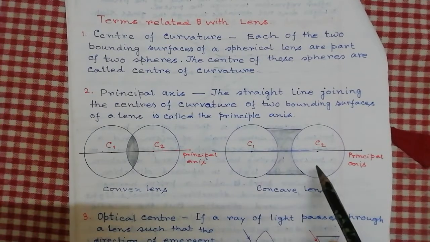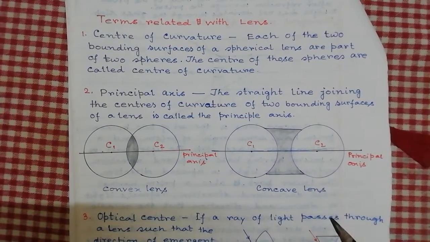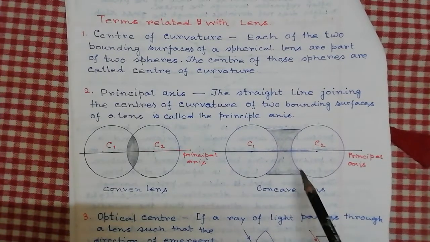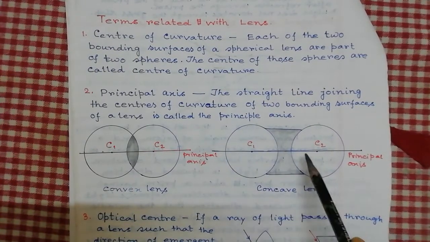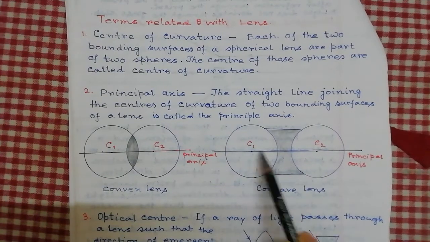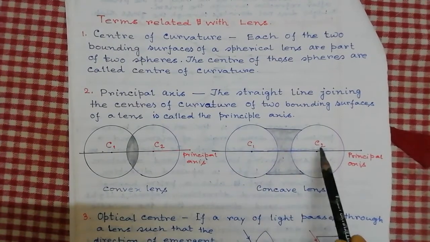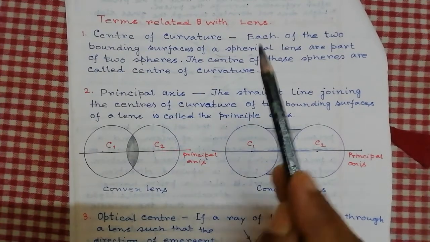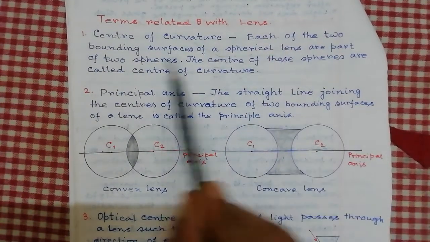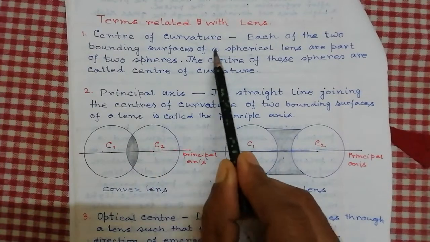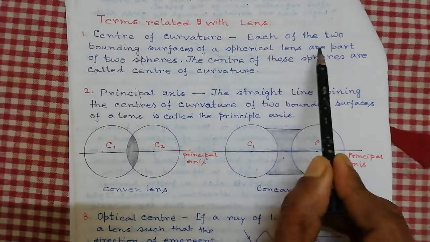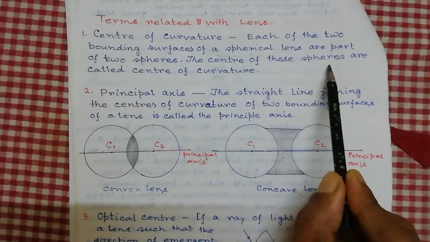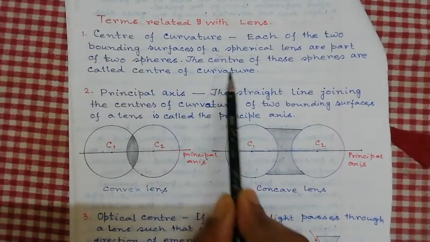Here also is a concave lens. It is bounded by these two spherical surfaces, and they are parts of these two spheres. The center of these two spheres is known as the center of curvature of the lens. Each of the two bounding surfaces of a spherical lens is part of a sphere, and the centers of those spheres are called centers of curvature.